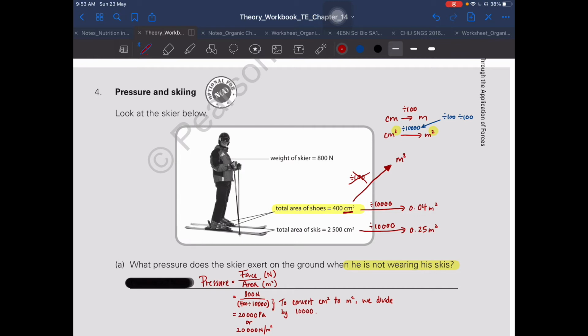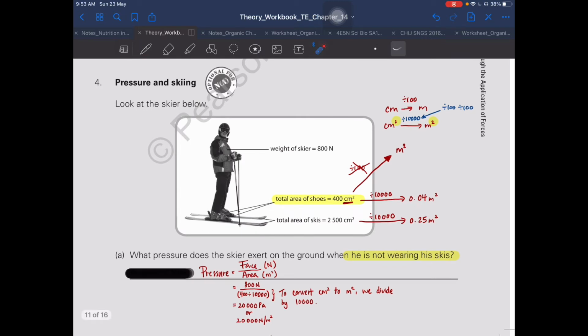Now, for this first part, we're supposed to calculate the pressure that's being exerted when he's not wearing his skis. So we are going to take the force, which is his weight, 800 newtons, divided by the area that is being shown regarding the shoes. Taking 400 divided by 10,000, that will give us 0.04. Dividing the entire thing together, we'll end up with 20,000 Pascal, or you can write it as 20,000 Newton per square meter.